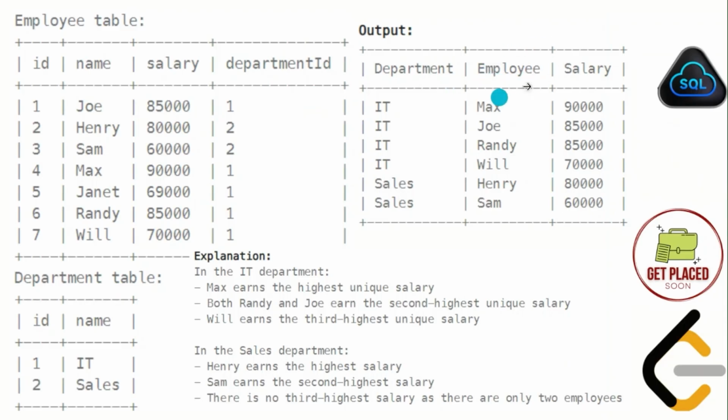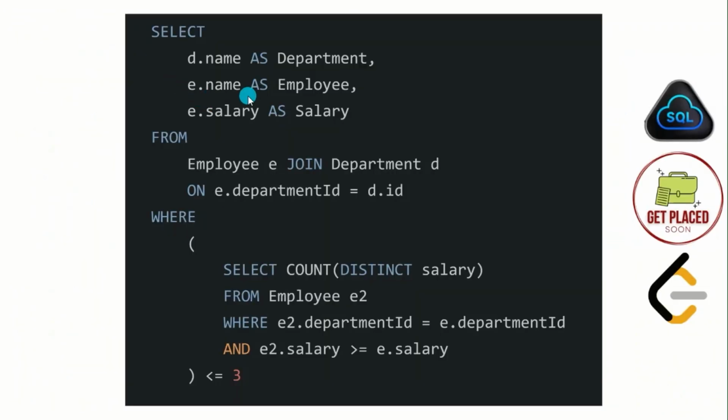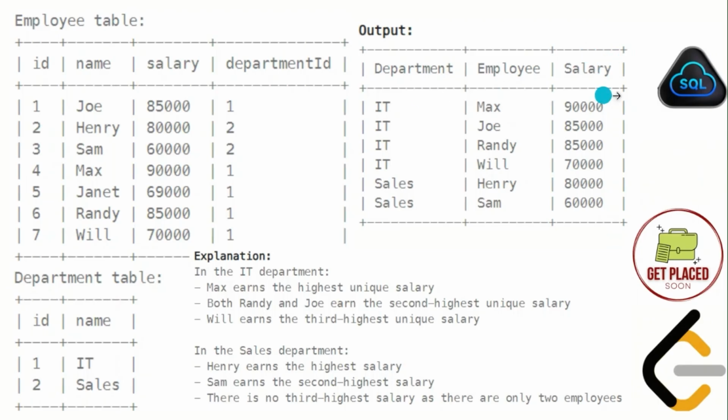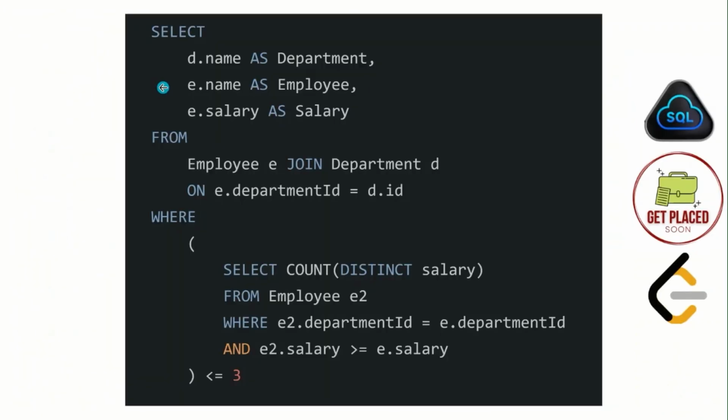Next, for the employee column we need the employee name. Where is that present? It is present in the name column of the employee table. So E.name as employee. Next we have salary. Where do we have salary? We have salary from the employee table. That's why E.salary as salary. So this is how we mention it in the output.